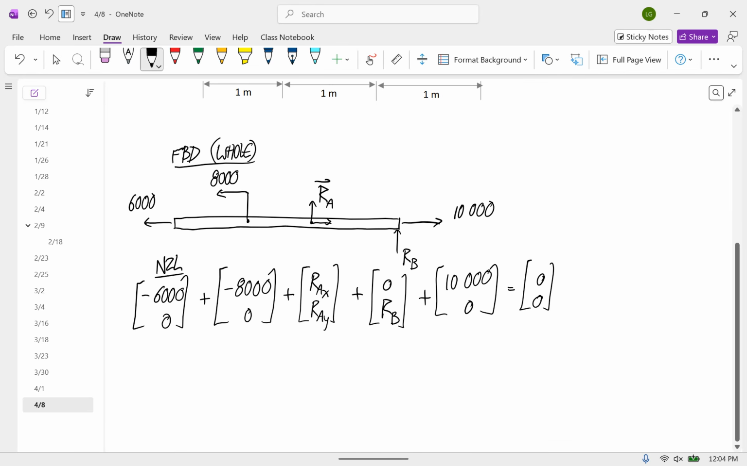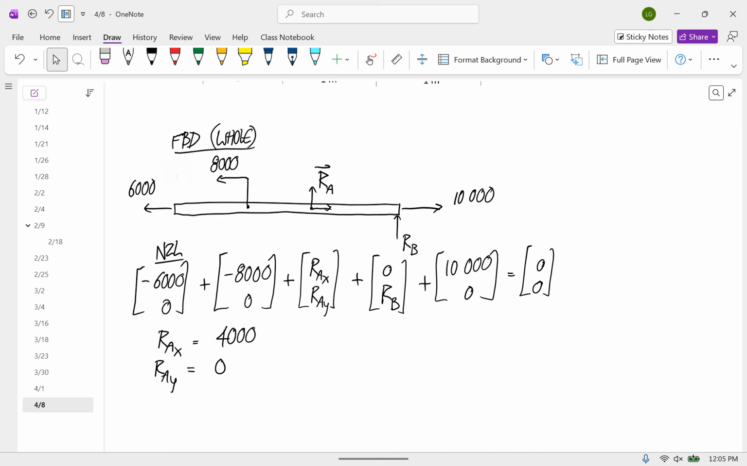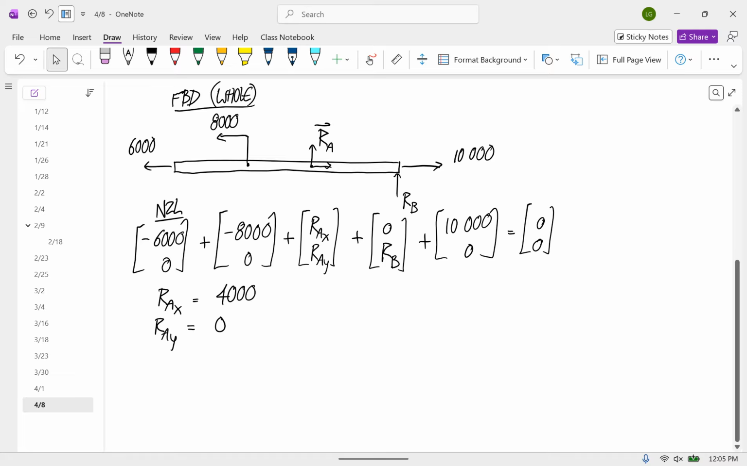And so the X equation says RAX is equal to 4,000. And RAY is equal to 0. I guess we don't know that yet. We'd have to do that with the moment equation.